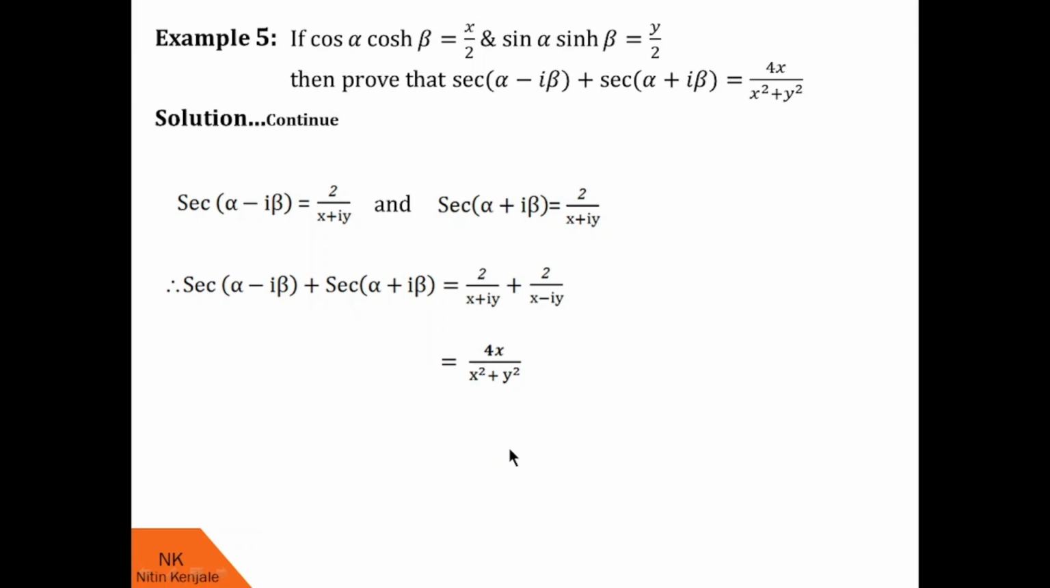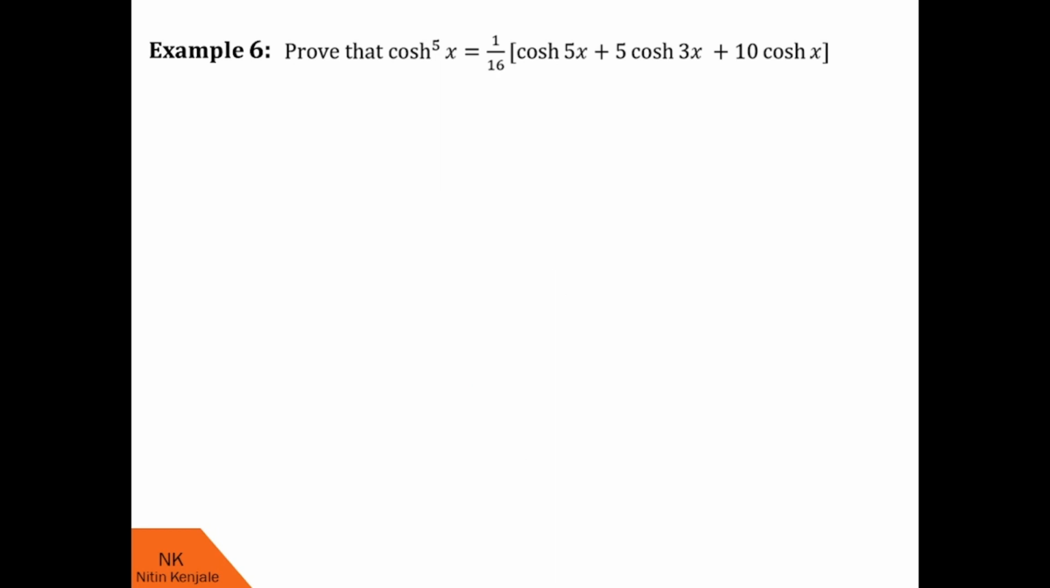I hope guys you understood this example. Let us proceed with the next one. In this example, we are asked to prove that cosh raised to 5x is 1 by 16 into cosh 5x plus 5 into cosh 3x plus 10 cosh x. Let's prove this expansion.